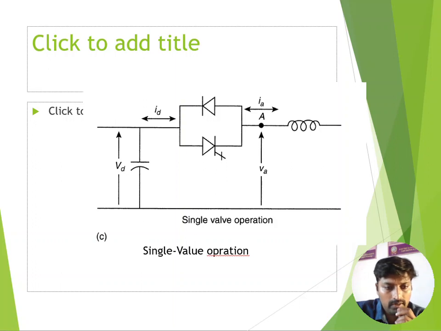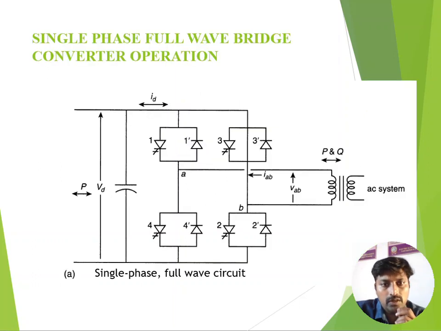So you can next come for the single phase full wave bridge converter. The full wave bridge converter always consists of 4 valves, each valve consisting of a turn off device anti-parallel with the thyristor, anti-parallel with the diode. Once the operation starts, you can clearly observe that this is valve 1 and valve 2, this is valve 3 and valve 4. Based on the operation we can give the valve numbers.